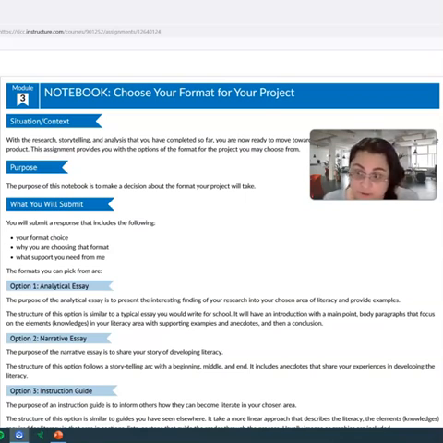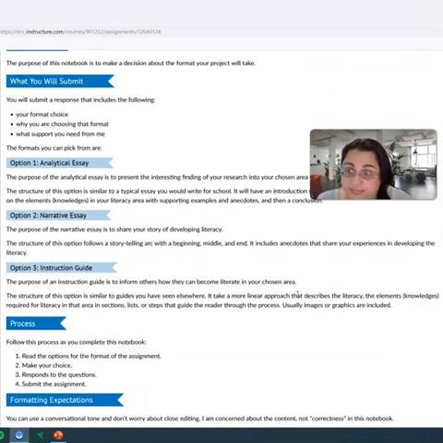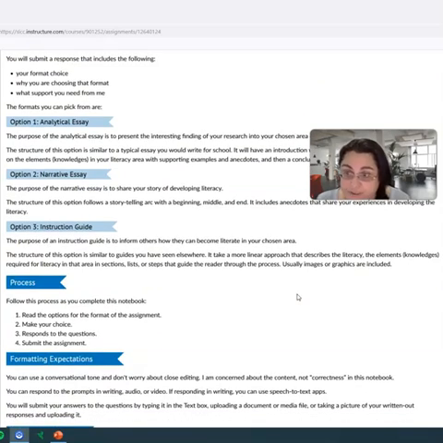So for this notebook, you've been asked to choose your format for the final project. And what that means is we're going to pick a type of essay that you are going to go ahead and write. We have three options.